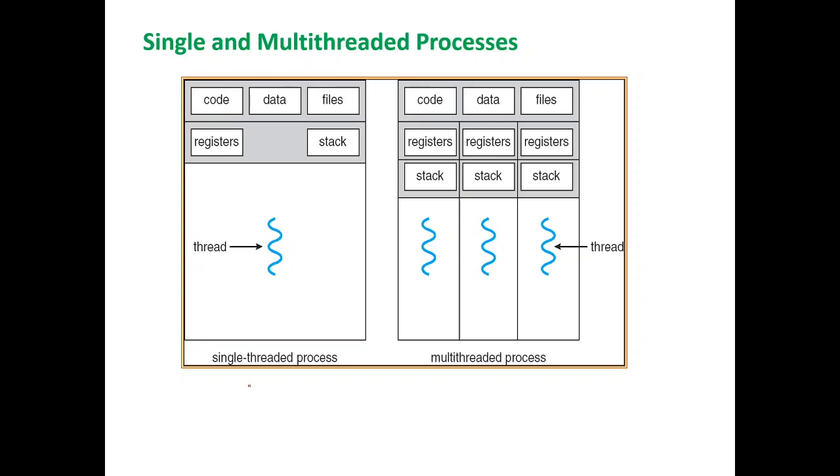In a single-threaded process, we have a single thread with its own registers, stack, data, code and files, whereas in the multi-threaded process, every individual thread has its own register and stack, and the code, data and file sections are shared by all the threads.